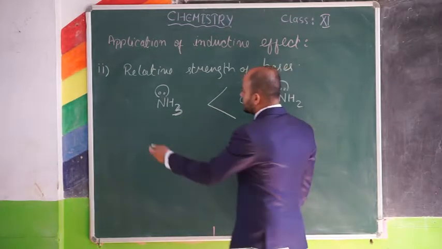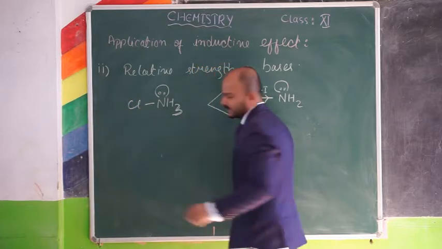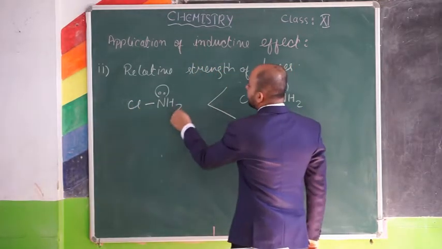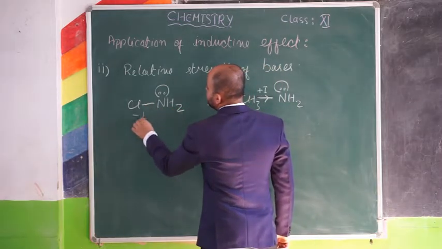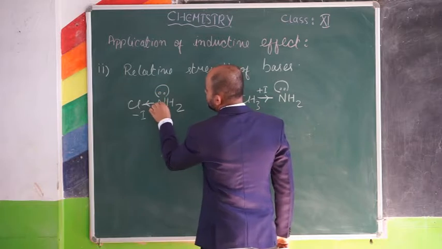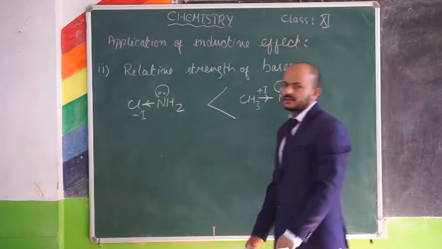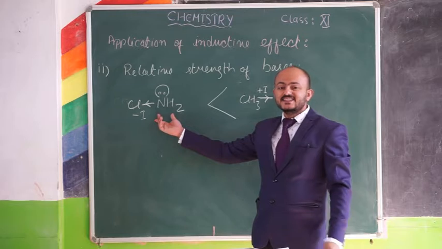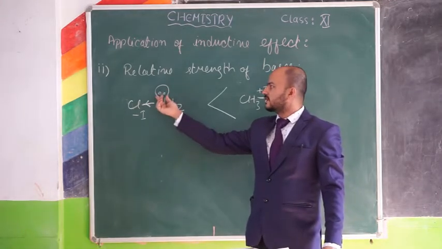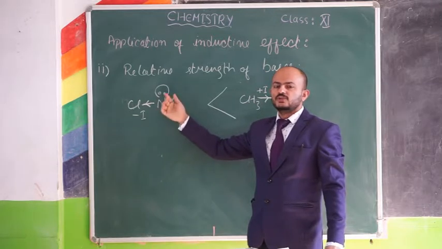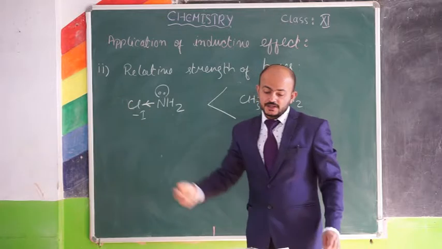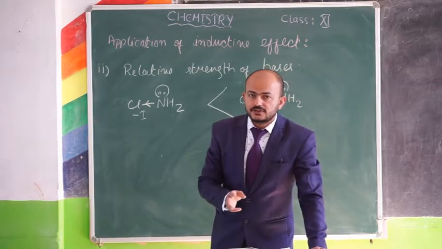Or you can also have, say, a chlorine group over here. Okay, if you have a chlorine group, then obviously this chlorine will show minus I effect. Because of minus I effect, the electron density over nitrogen will be decreased because it will be pulled towards chlorine. Now this will be even less basic than ammonia. Okay, so why? Because this nitrogen is not willing to donate its lone pair of electrons. Why? Because of the minus I effect of chlorine. Okay, so these are the three main applications of inductive effect.